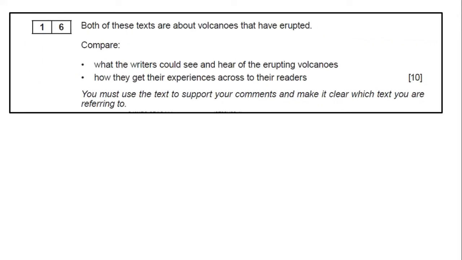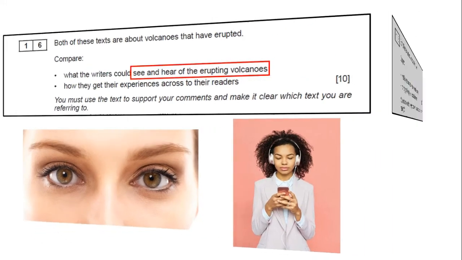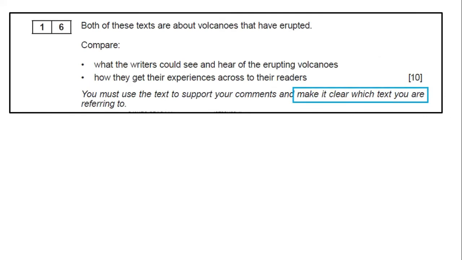So let's look at the question. Both of these texts are about volcanoes that have erupted, and then the keyword: compare. So what is the same, what is different, what the writers can see and hear, and how they get their experiences across. So the information you've got to find is what the people see and what people hear. And then the second bullet point is basically asking what the writer has done and what techniques they've used. Remember though, you've got to make it clear which one you're talking about.